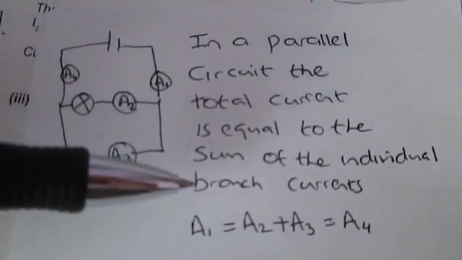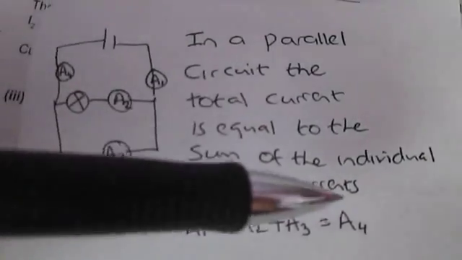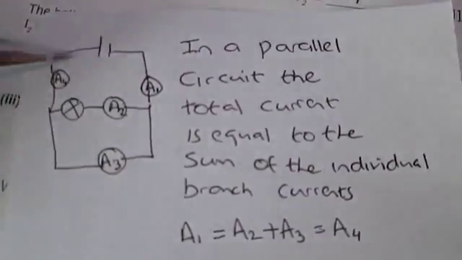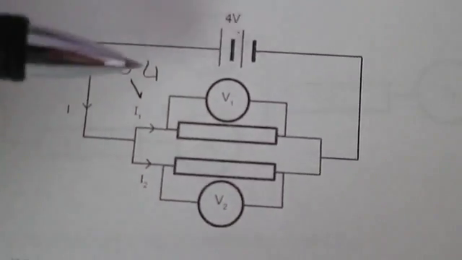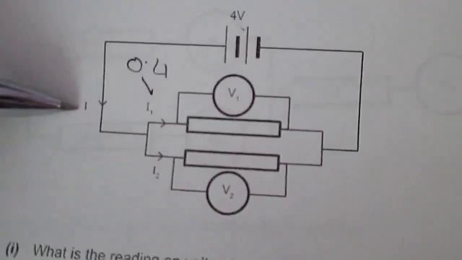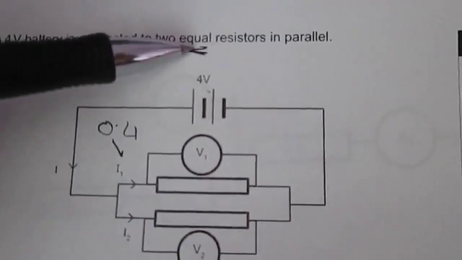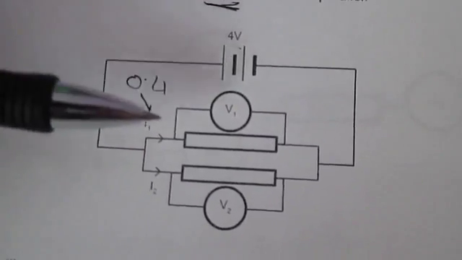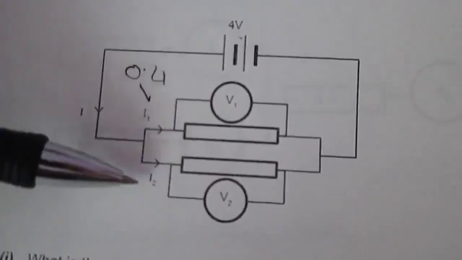So before it splits, that's our total current. So we have A1 and we have A4, that's after the splits. So A1 equals A2 plus A3. So this means that the current at I1 plus the current at I2 should equal the total current here. So because they are equal resistors, that must mean that the current across them is equal. So if I1 is 0.4, that means that I2 is also 0.4.